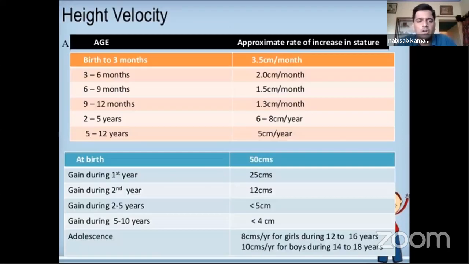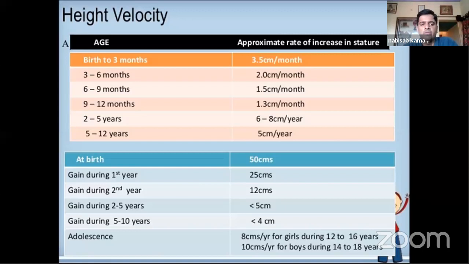First one is length or height. Regarding height velocity, a newly delivered Indian child has an average length of 50 centimeter at birth. From birth to the next 3 months, he gains 3.5 centimeter per month. From 3 to 6 months, he gains 2 centimeter per month. From 6 to 9 months, he gains 1.5 centimeter per month. From 9 to 12 months, he gains 1.3 centimeter per month.